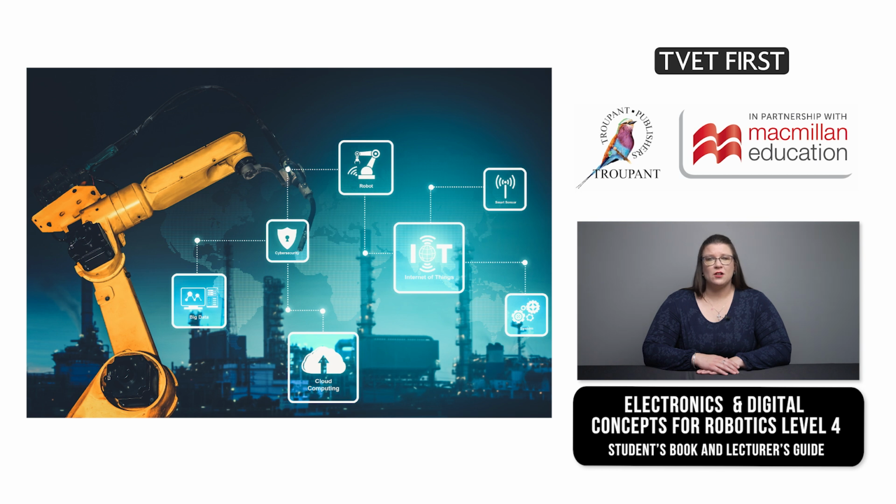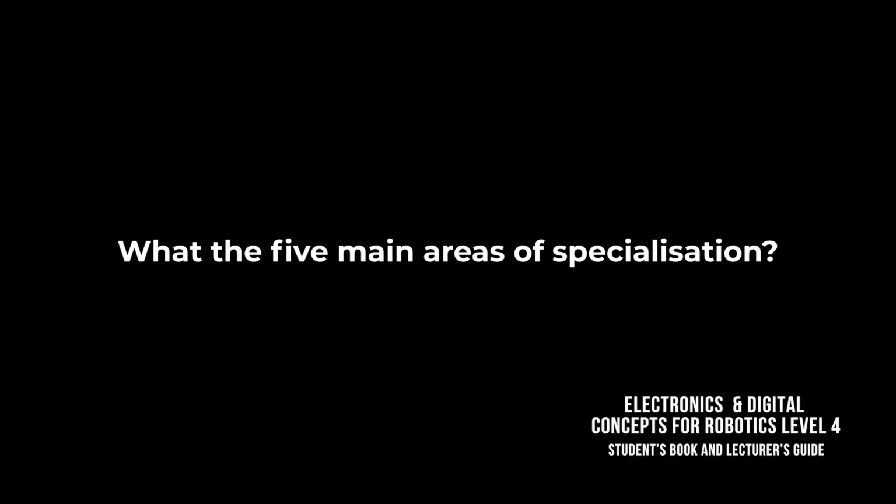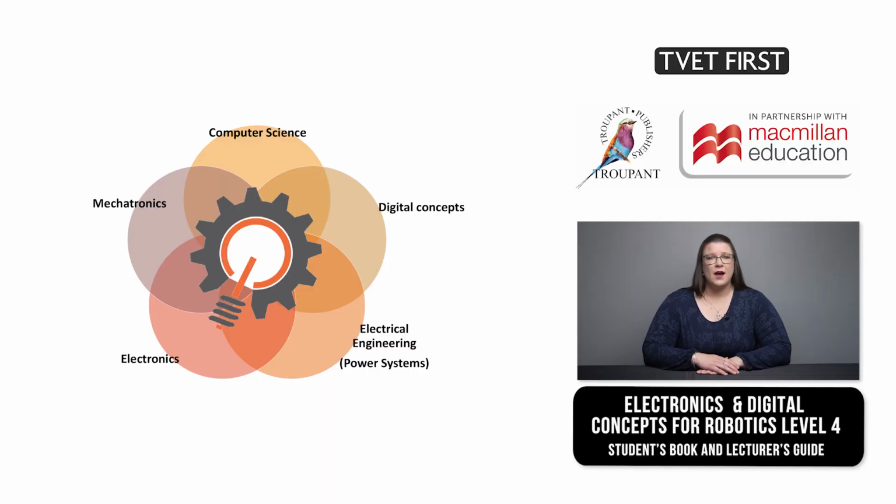What is the aim of the subject? Electronics and Digital Concepts for Robotics, sometimes abbreviated to EDCR, introduces robotics students to the basics of electronics. EDCR focuses on understanding and applying electrical and electronic principles. The subject focuses on 5 main areas of specialization. What are the 5 main areas of specialization? The 5 areas of specialization are electrical engineering or power systems, electronics, digital concepts, mechatronics, and lastly, computer science.